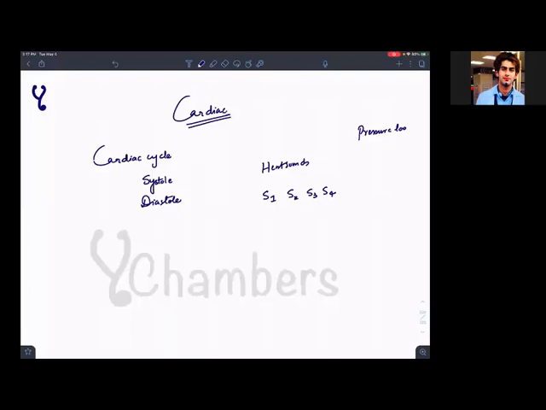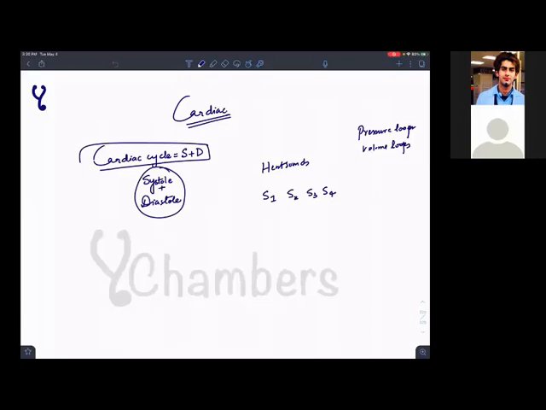Understanding basics is important to reach a diagnosis, isn't it? I want to make first some terminologies clear. Now see, cardiac cycle is a big topic which I will be teaching you. But first I want to give you a concept: cardiac cycle is equal to systole plus diastole. Systole plus diastole will give you the cardiac cycle. That means you have to know the systole, and you have to know the diastole.